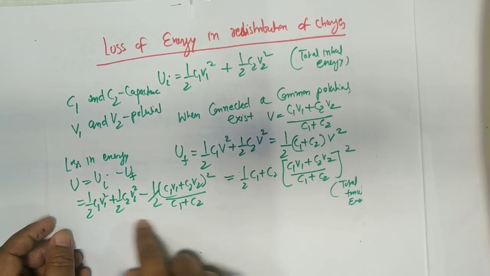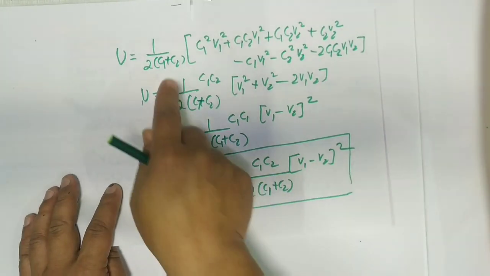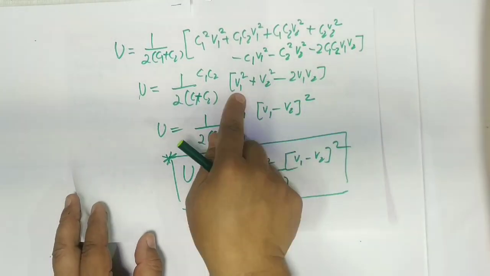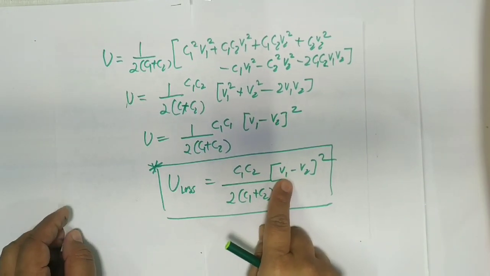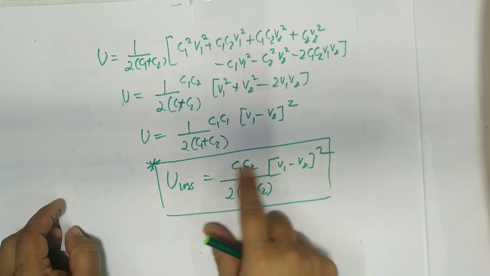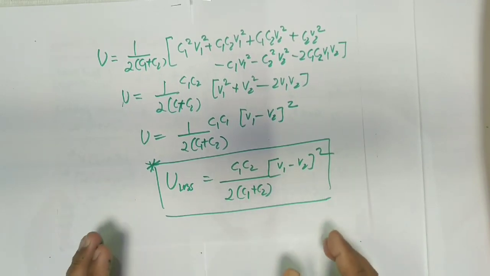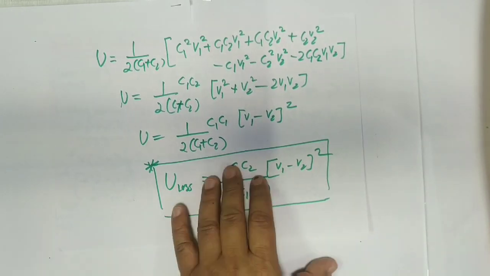Though this is very simple, but calculation is there. You will take C1 plus C2 common in this, and then in bracket this complete form will come where V1 minus V2 is the whole square. So V1 is the potential of first capacitor, V2 is the potential of the second, C1, C2 are their capacitances. So we'll have the numericals based on this. So this is related with the charges.